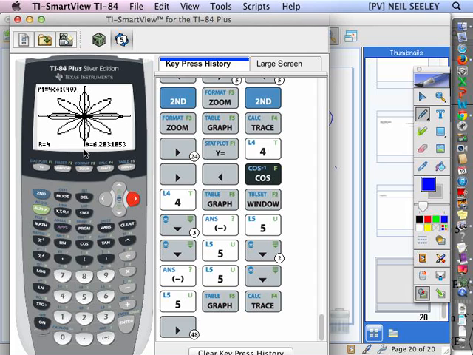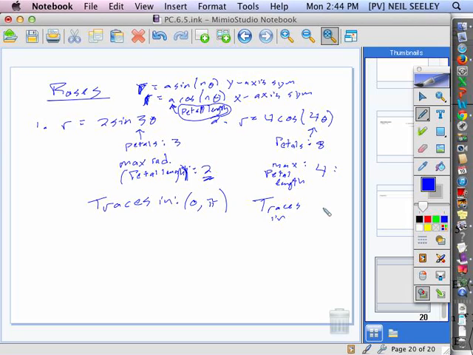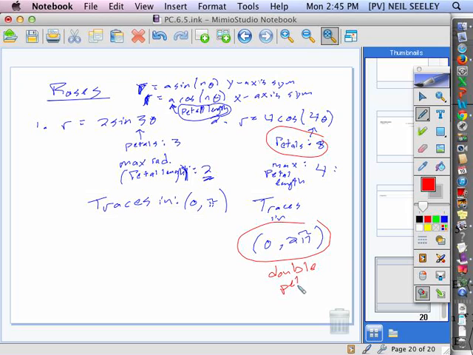How many degrees did it take to trace that baby out? 2 pi. So this traces in 0 to 2 pi. Are you ready for the mnemonic? Do you know what's cool about an even number? You get double the petals in double the time. When you have an even number, it's double petals in double time. Takes 2 pi. If it's even, twice the petals, twice the time.